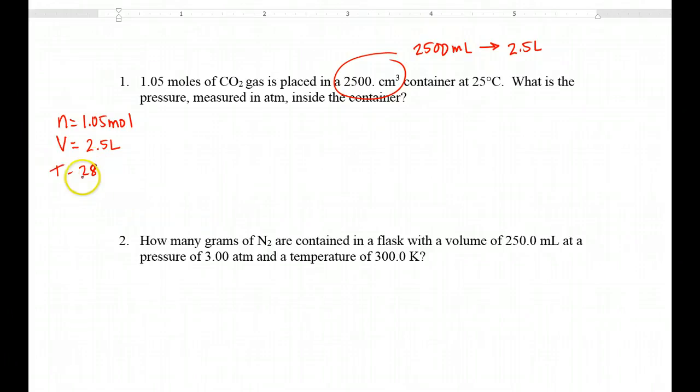Not cooperating here. I'll write over it. 298 Kelvin. And what is the pressure measured in atmospheres inside the container?